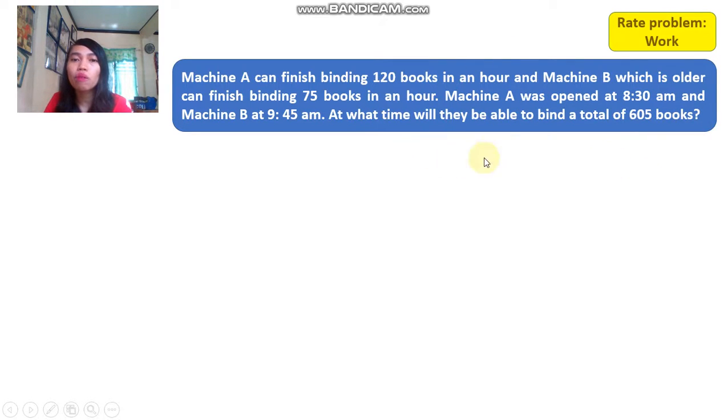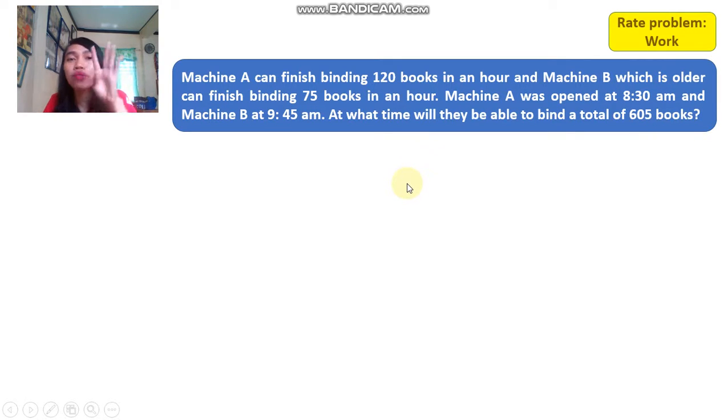Okay, so this is our problem. We have machine A and machine B. Machine A is 120 books, machine B is 75 books. Machine A opened at 8:30, and machine B at 9:45. So what time will they complete the task, which is 605 books?